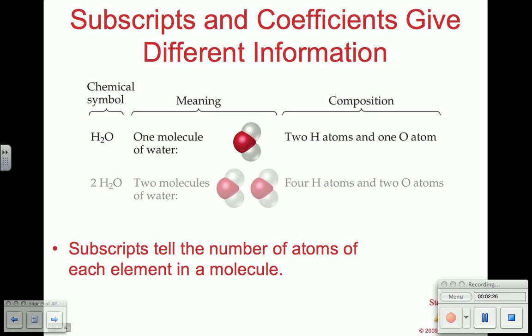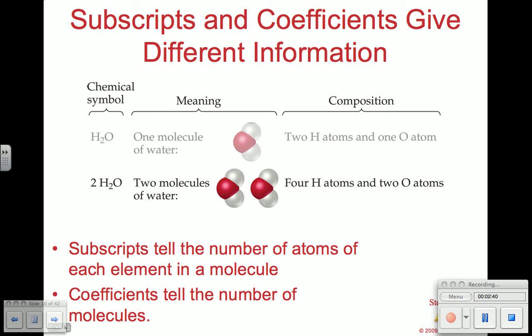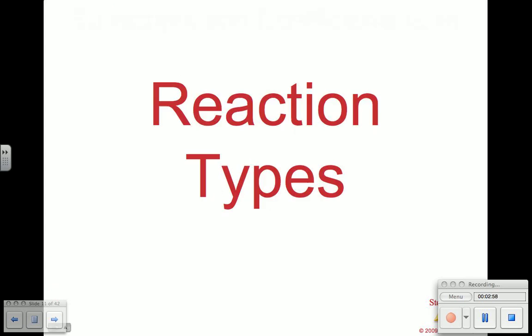So when we write the formula for a compound, we use subscripts, and that indicates how many atoms are within the molecule or within the compound. When it comes to using coefficients, we use coefficients to say the number of molecules that are present. So when we go to balance a chemical equation, we do not change the subscripts. We always leave the subscripts the same. We add coefficients to balance the number of atoms on one side or the other of the equation.